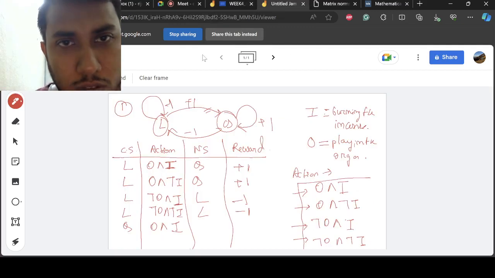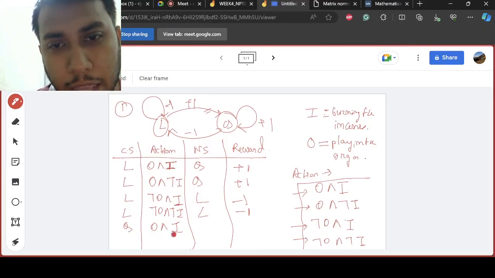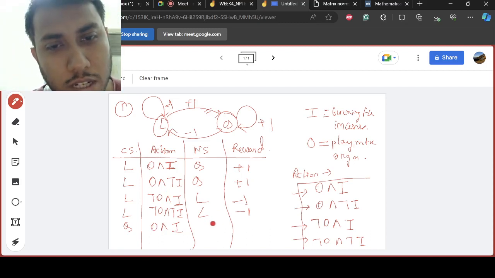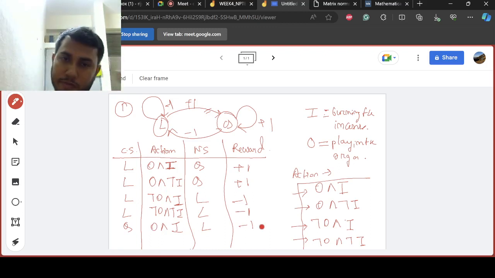So in our case, we are at the quiet state and we are playing the organ as well as burning the incense, but playing the organ is enough to send it back to the L state, that is the laughter state, with reward -1.